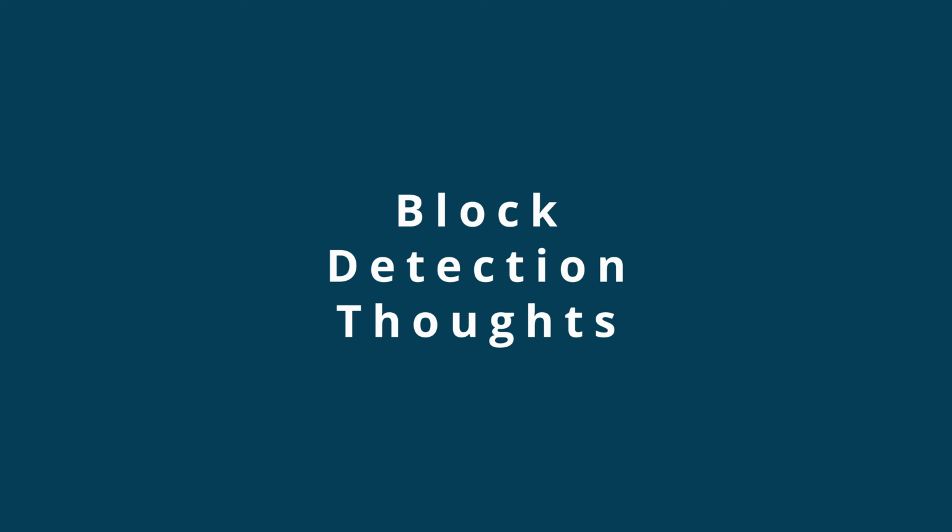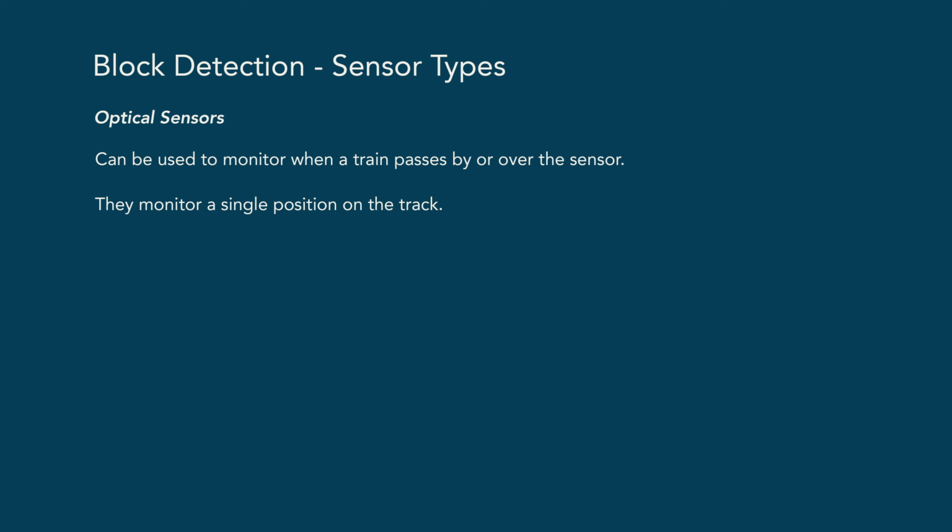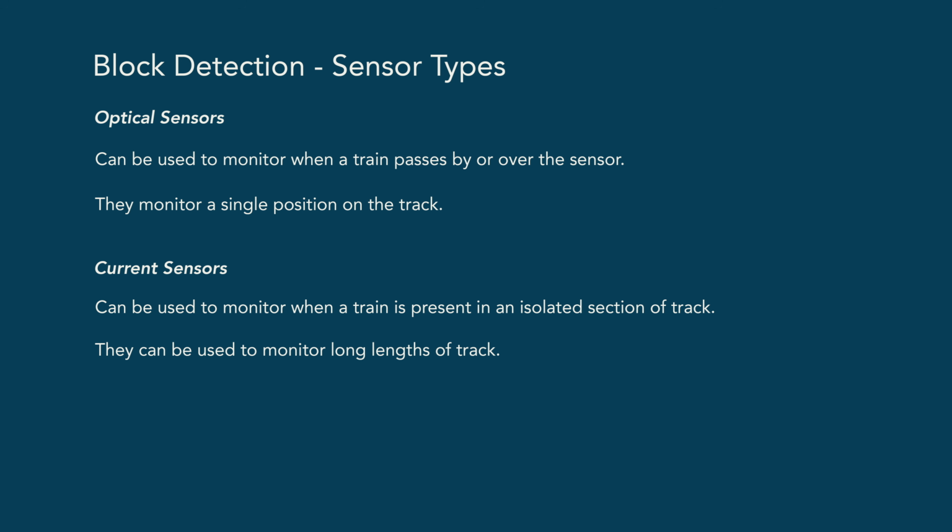Okay, so before I can start laying track, I need to have at least a basic idea of how I'm going to wire the track for block detection and what type of sensors I'm going to use. There are at least two methods of determining whether a block of track is occupied or not. Optical sensors can be utilised to determine when a train passes by or over one, or current sensors can be used to determine a change in track current when a train occupies track that is being monitored.